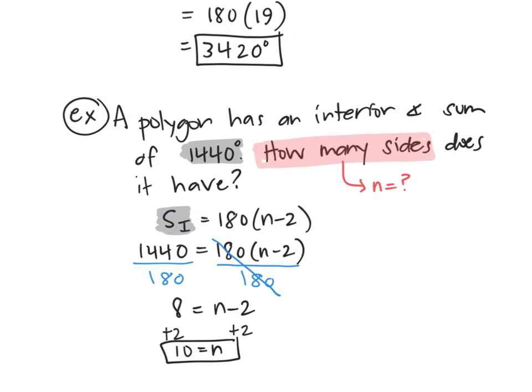So remember, let's make sure we answer our question. How many sides does it have? I'm going to write n sides. Oops, I don't know why I just wrote n sides. Hold on. I'm going to write 10 sides. It has 10 sides.